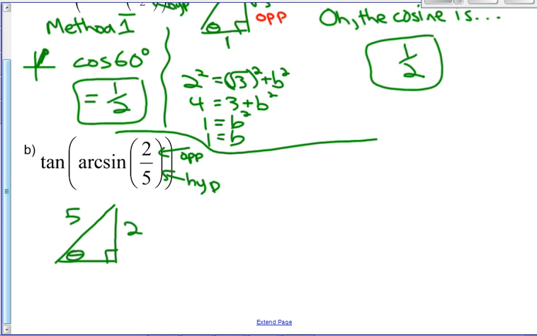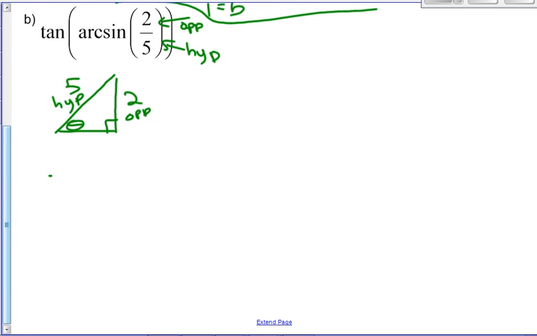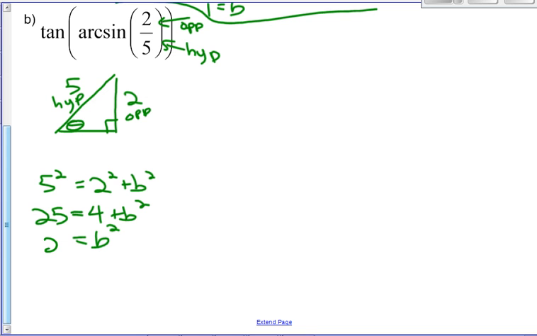Here's my angle. Opposite and hypotenuse. In the end, I want to figure out the tangent in this triangle. So to do that, I will need the last side. And I'll just say, okay, well, 5 squared is 2 squared plus b squared, or 25 is 4 plus b squared, or b squared is 21, or b is exactly root 21.